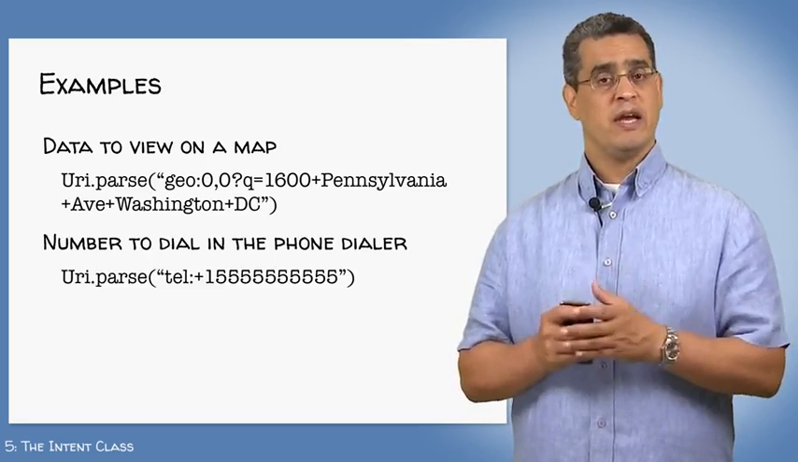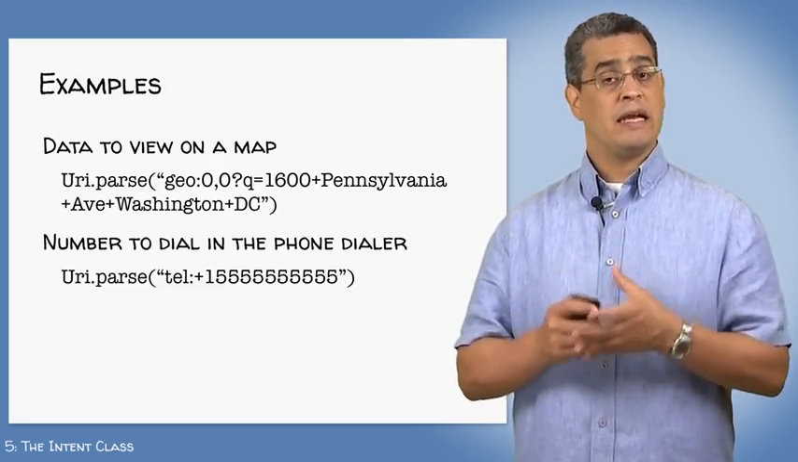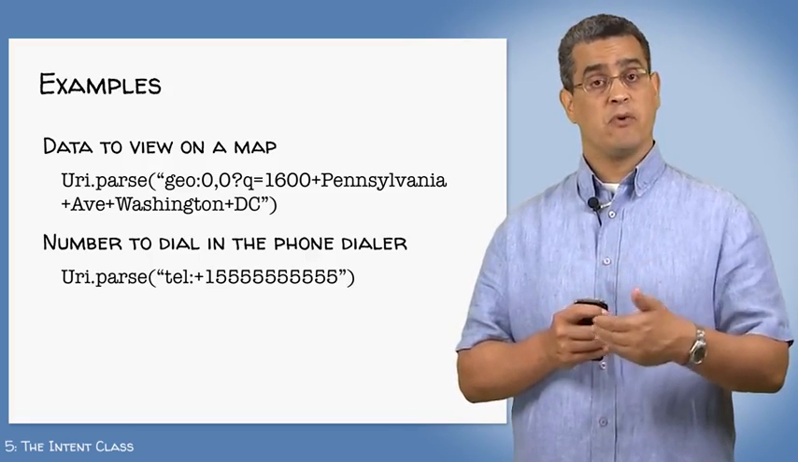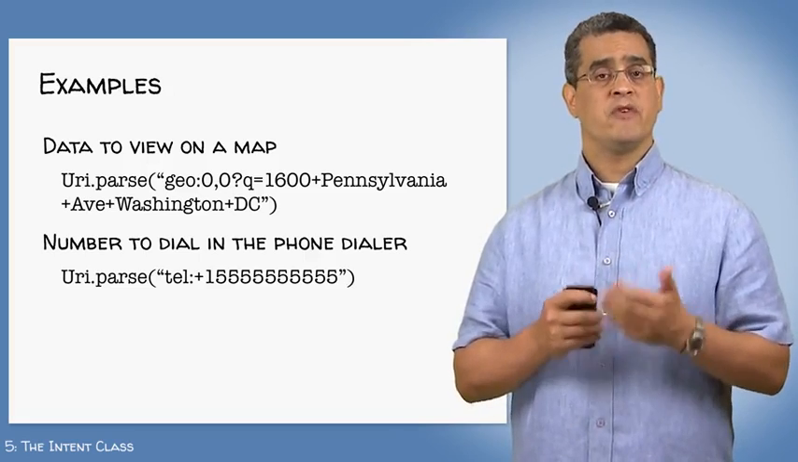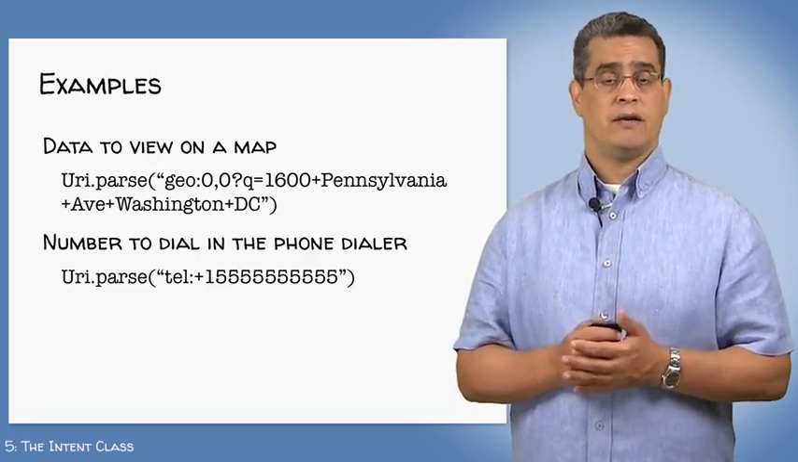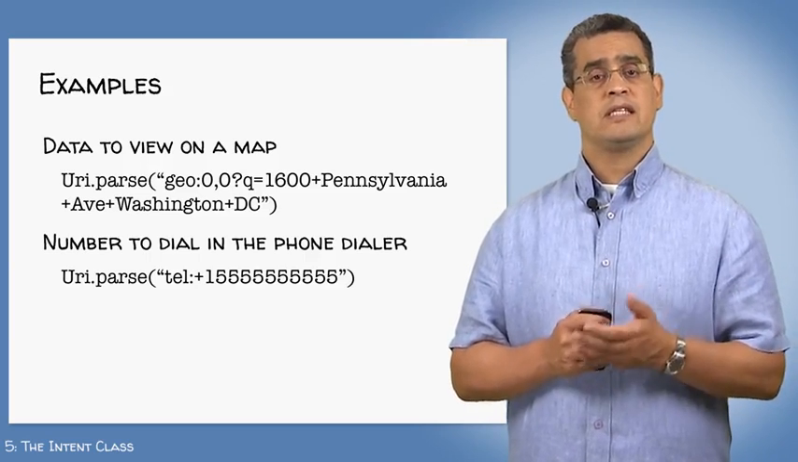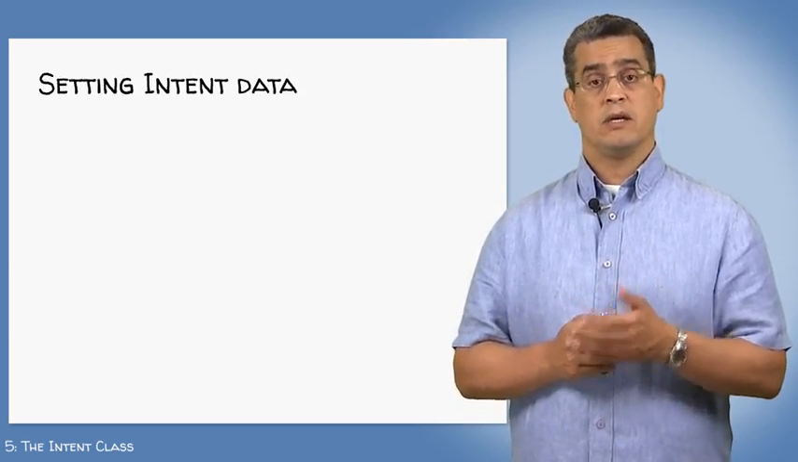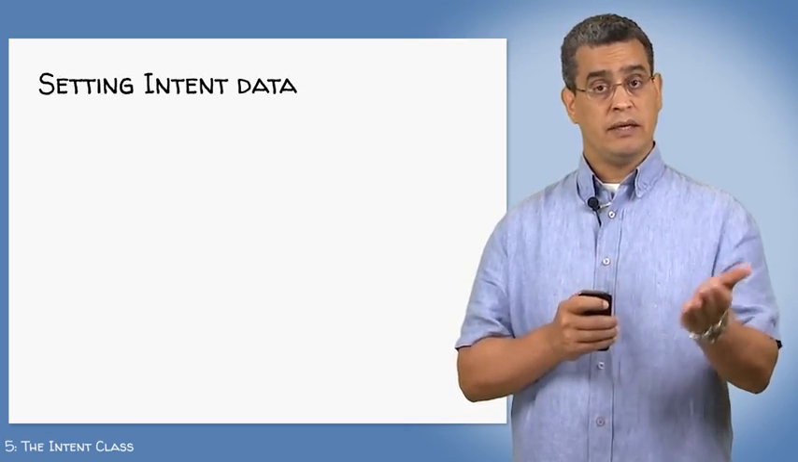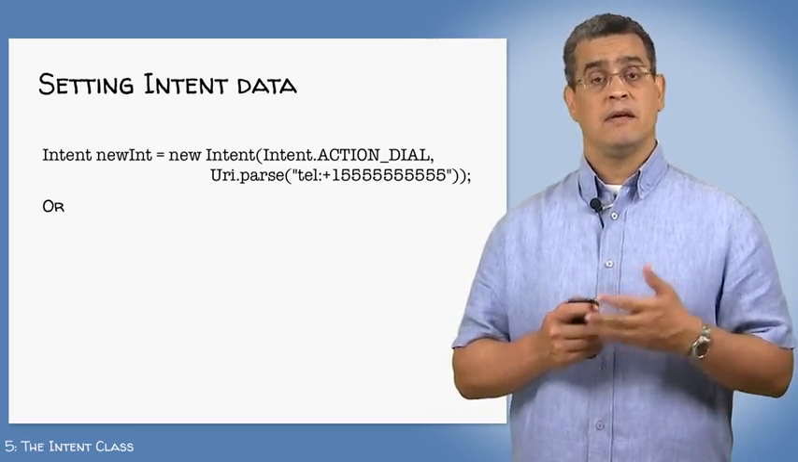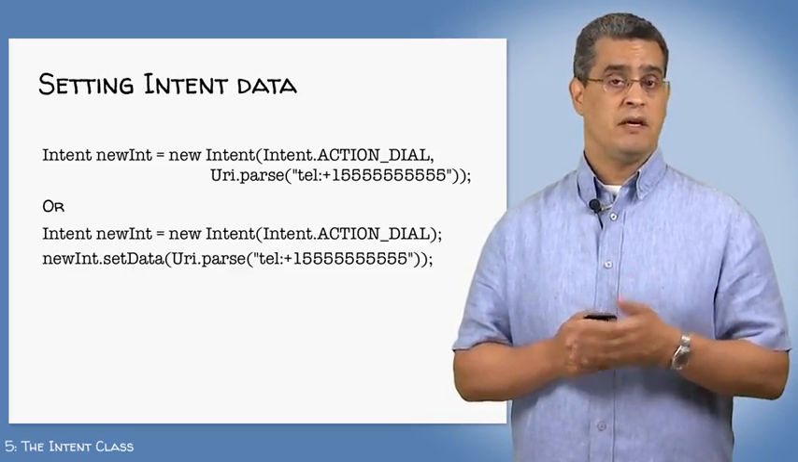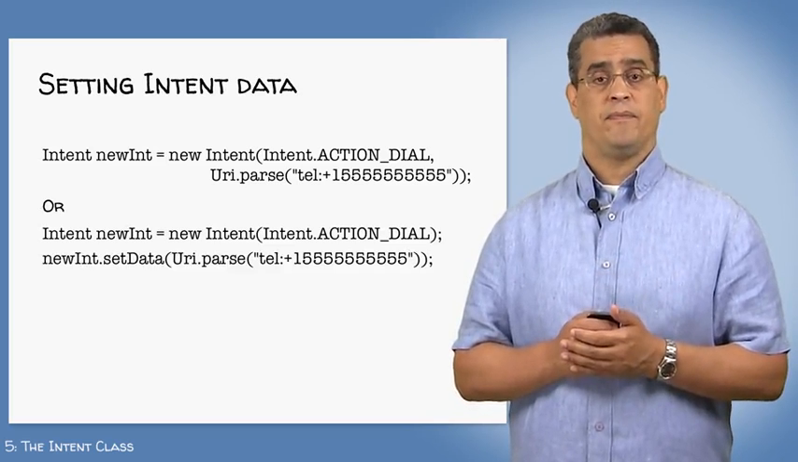And note that the strings that represent the underlying data are first being passed through the URI.parse method, which takes that string and then returns a URI object. Now, you can set the intent's data in a variety of ways. For instance, you can pass it directly to the intent's constructor, or you can create an empty intent and then use the setData method to set the data for that intent.